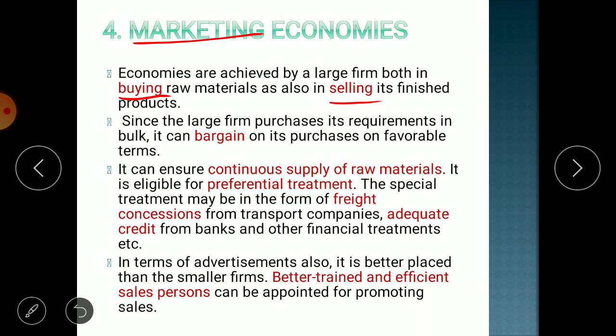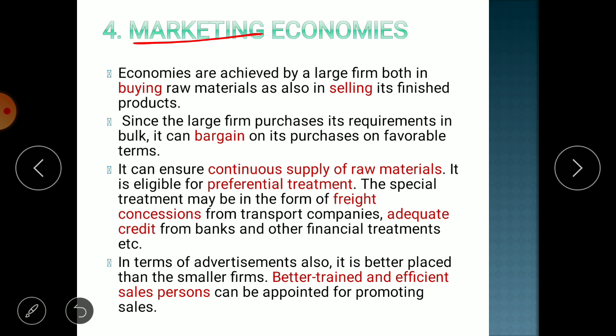So what kind of benefits are available to the large firm? Let us see. Since the large firm purchases its requirement in bulk, it can bargain on its purchase on favorable terms. You know that in a joint stock company, a large firm, they are producing more. As they are producing more, they need to purchase more raw material, in bulk. As you know, if you are purchasing in bulk, you have the benefit of quantitative discount. So the first benefit is quantitative discount.